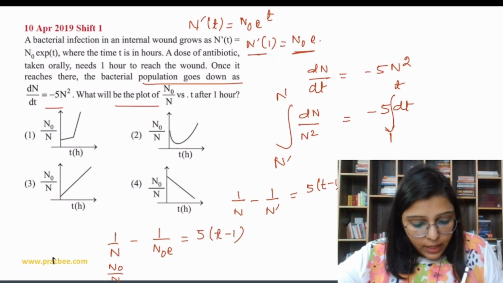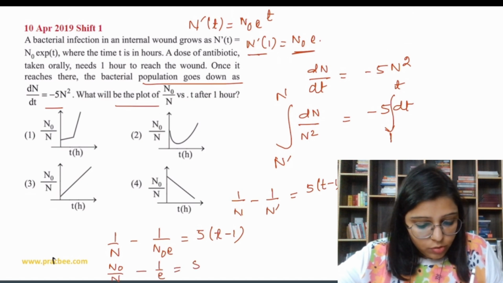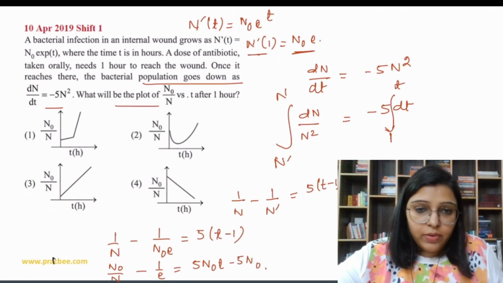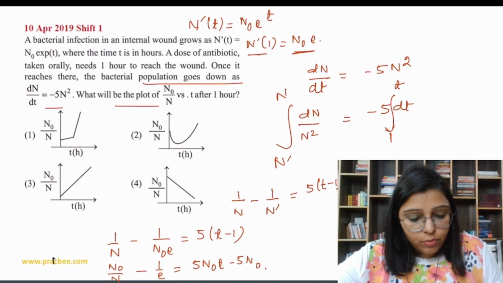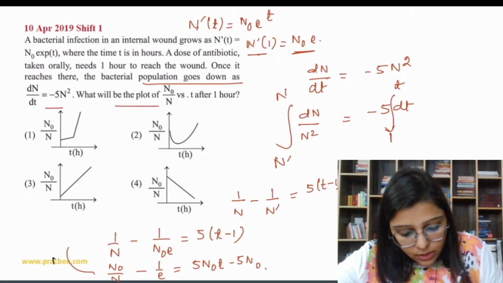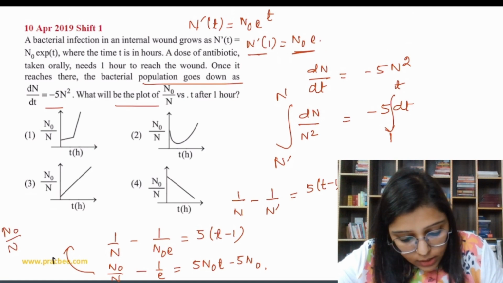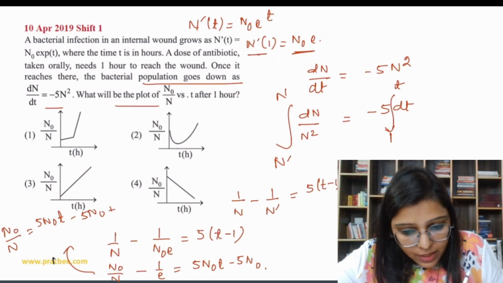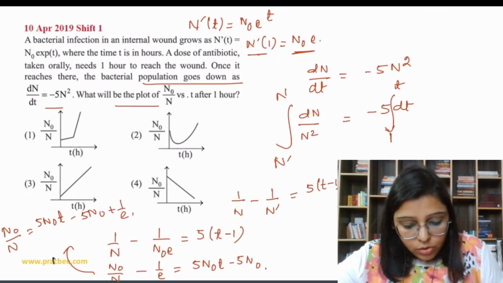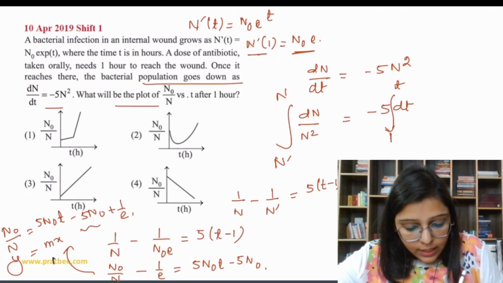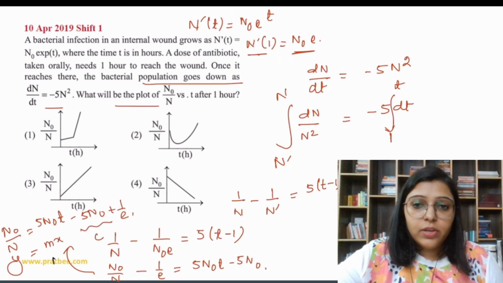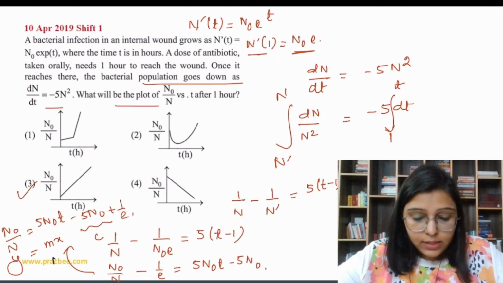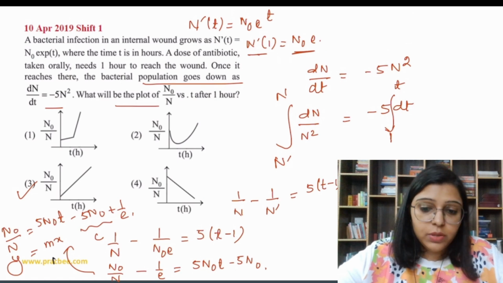So we get n naught by n minus 1 by e, which is equal to 5 n naught t minus 5 n naught. Now let's plot a curve. Now we have to compare this equation with y is equal to mx plus c. So we get n naught upon n is equal to 5 n naught t minus 5 n naught plus 1 by e. So this is y, this is mx, and that is the intercept. If we compare this with straight line equation, the slope is positive. So we get option number 3 as the answer.